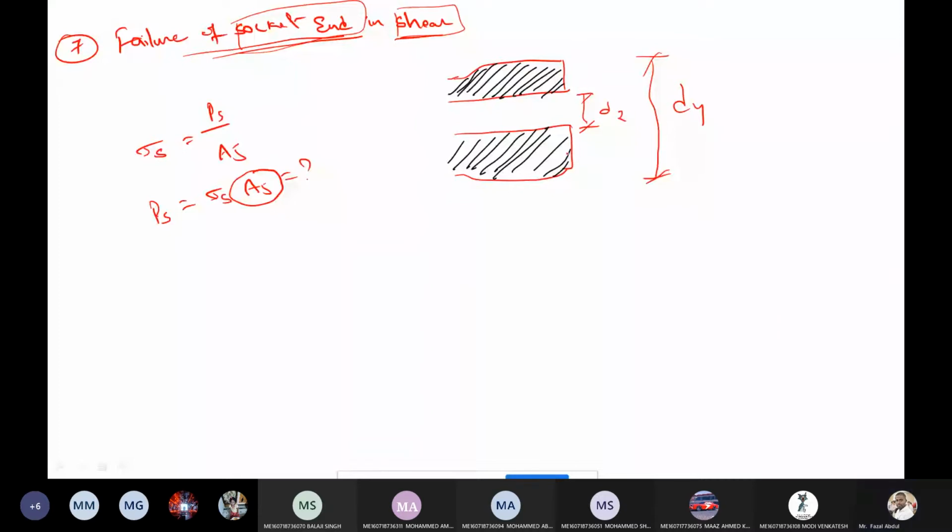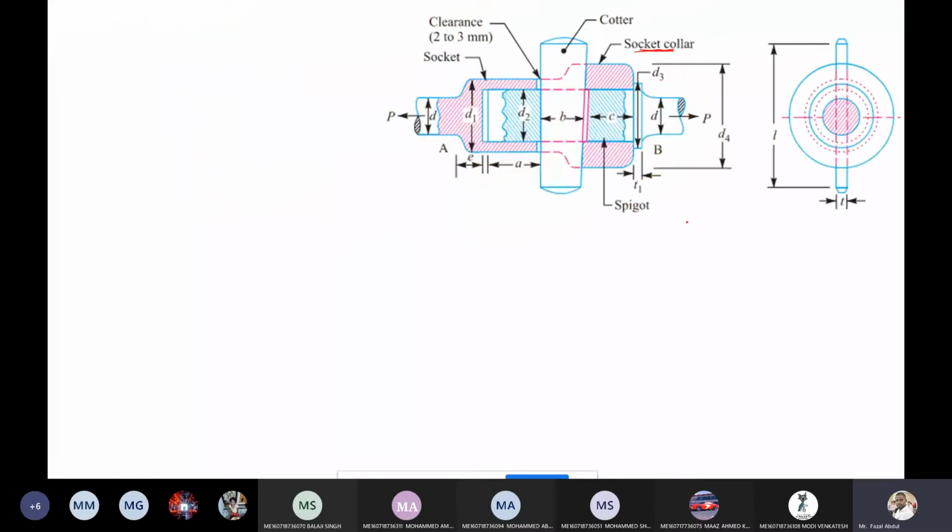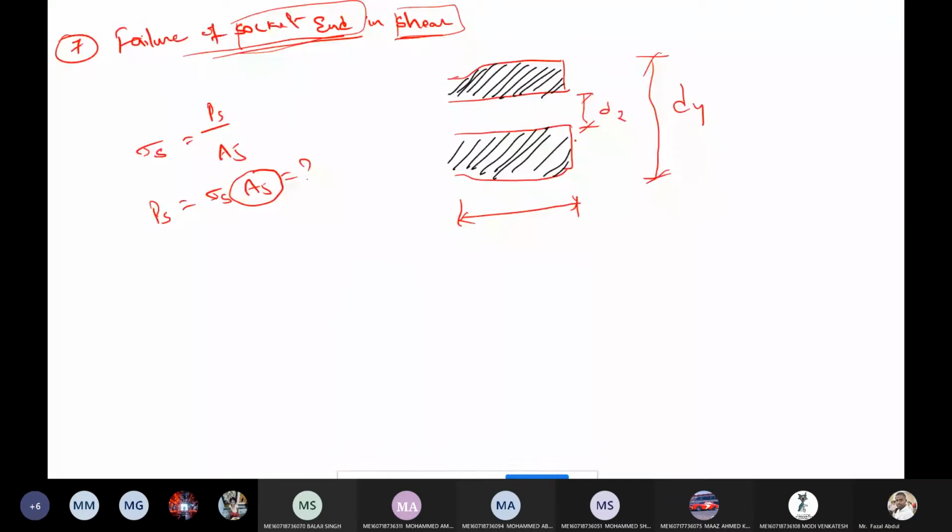The shear area is a rectangle shape. The width of this rectangle is what is given in the question diagram. It is C. What is the area here? Only the hashed portion area we need to consider. So how much is the area? D4 minus D2, if you subtract, separately this thickness and this thickness we will get. Then multiply with its width.